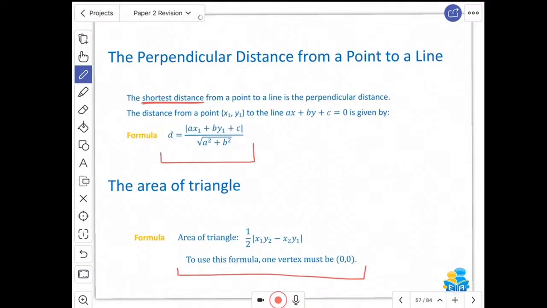So if they're not all different vertices, the trick is that you translate them to make one of them into 0, 0, and you just move the other two coordinates by the same amount.